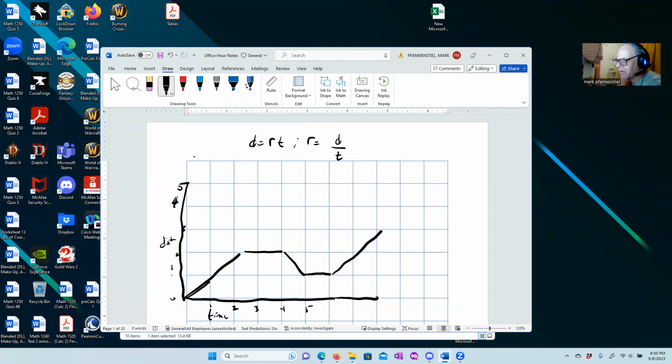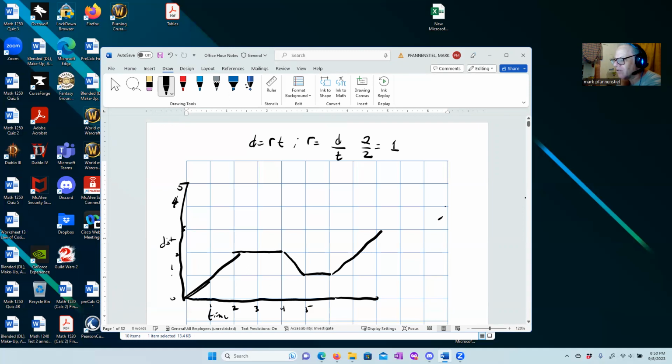So what we're going to do is say, well, our d over t, we've gone 2 units up and then 2 units over. So we could say that the speed here is going to be 2/2. So the speed is 1 for the first 2 seconds.